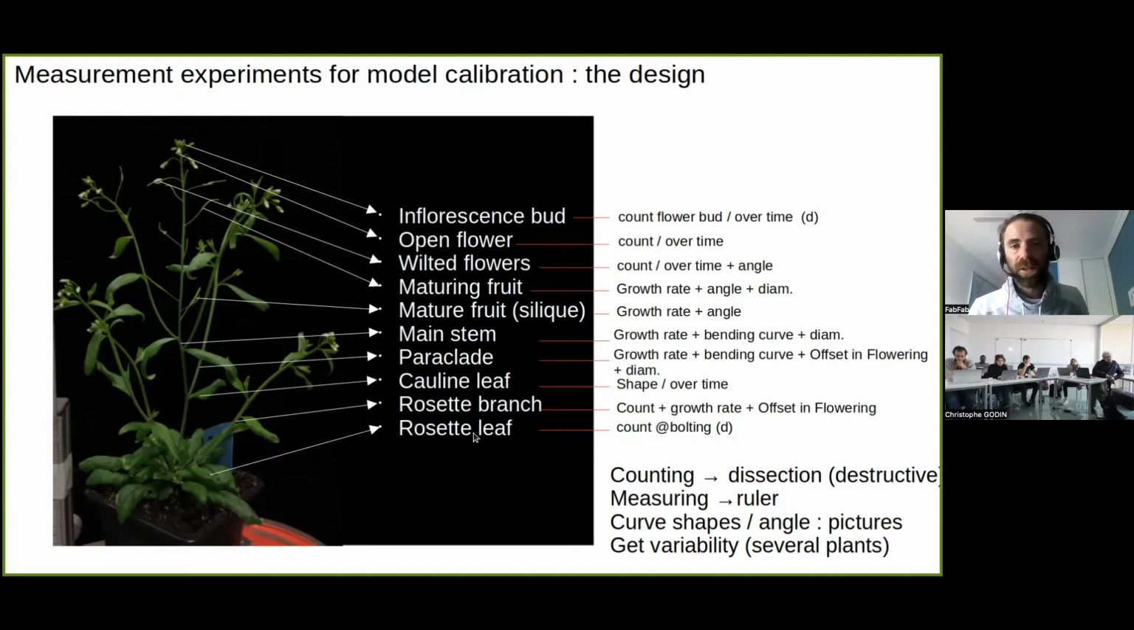And finally, as I told you, I was interested in getting the variability of the plant. So the idea was not to take only 5 plants, but to take a few more plants than was done before, so that we can use both the mean behavior, but also the variance for each of those traits.